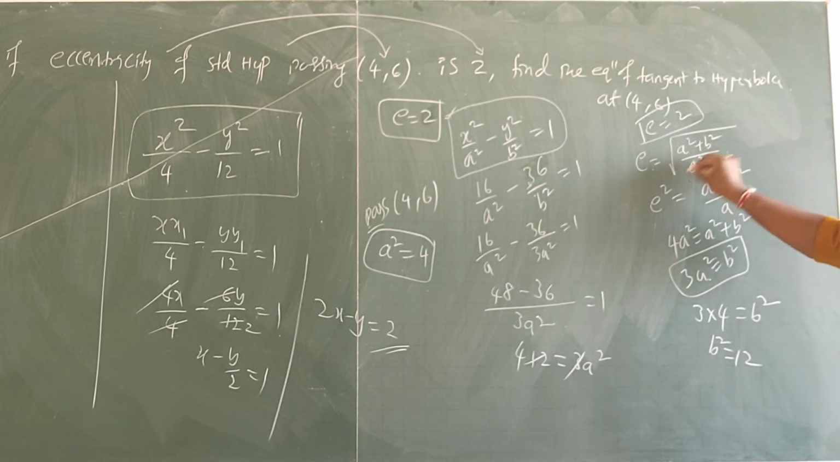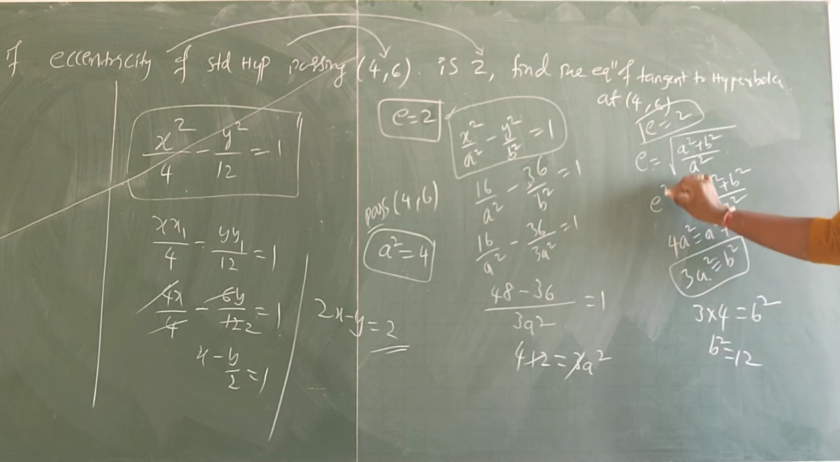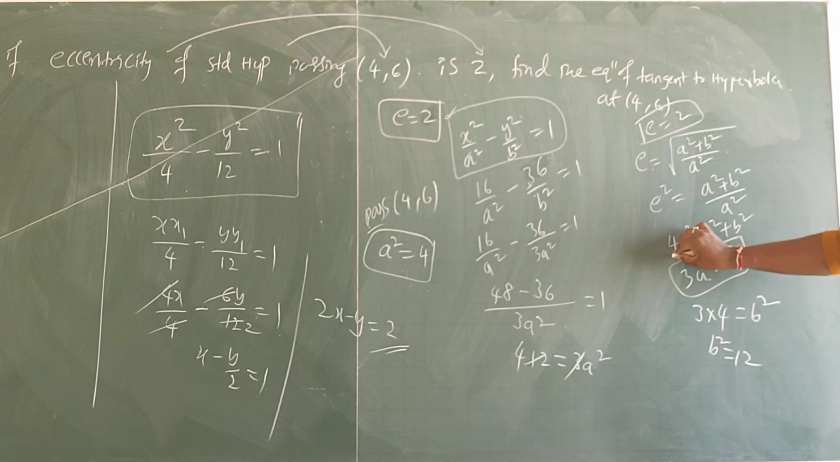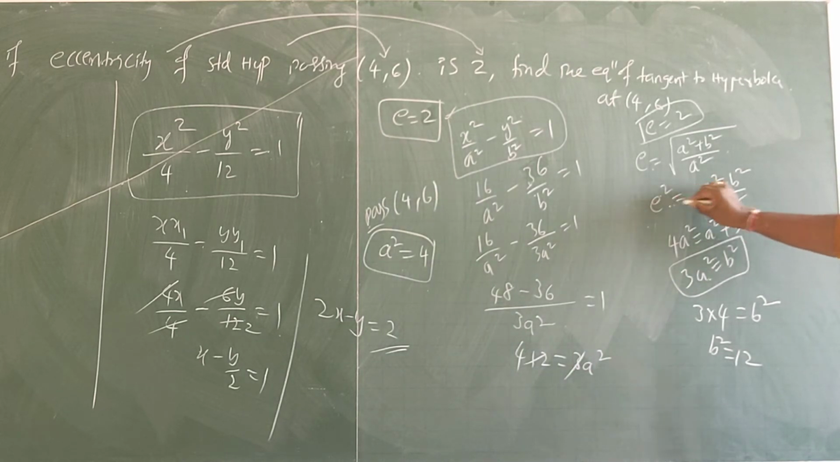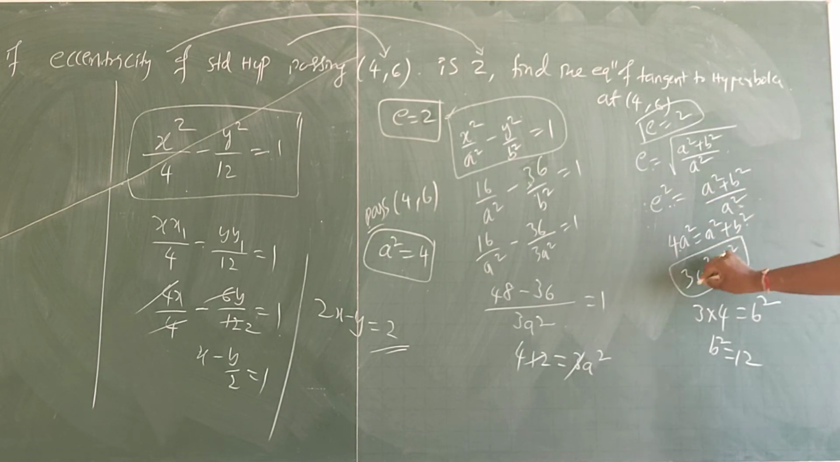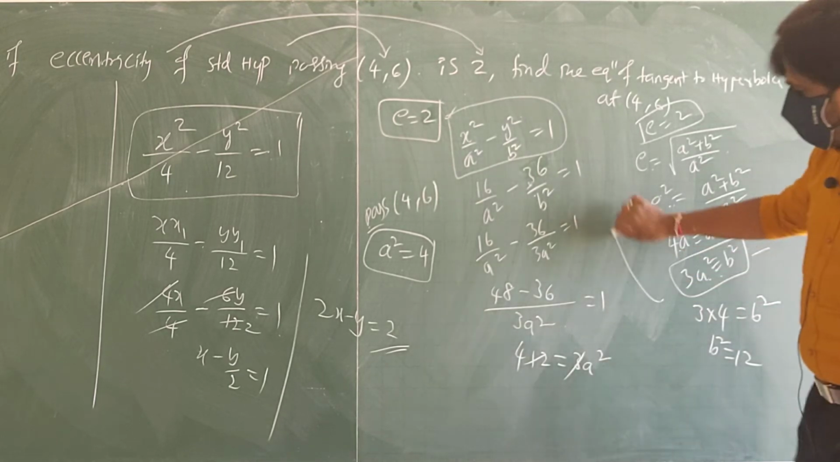So e square is b square by a square plus 1. Because e is 2, e square will be 4. So 4, and do cross multiplication, 4a square is equal to a square plus b square. Sending it here, 3a square is equal to b square. So you got the b square value as 3a square. I am putting this b square equal to 3a square here.